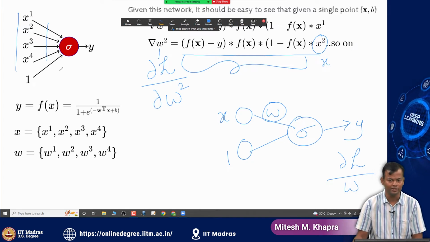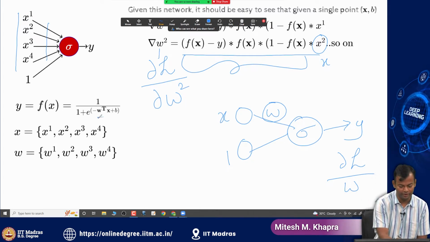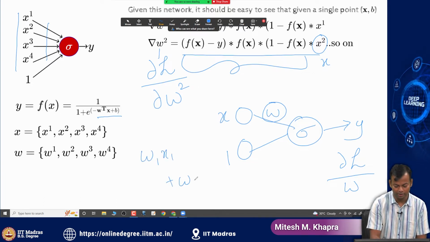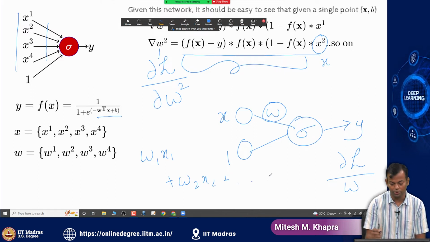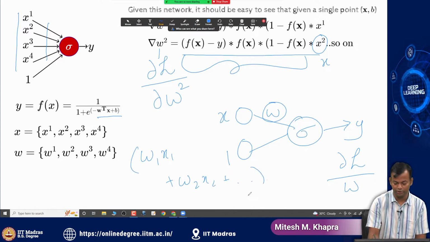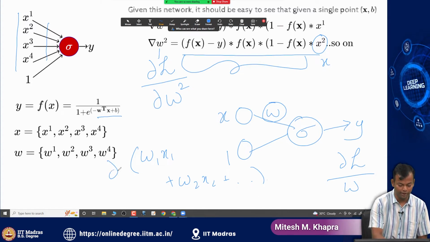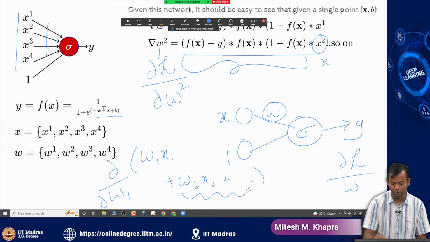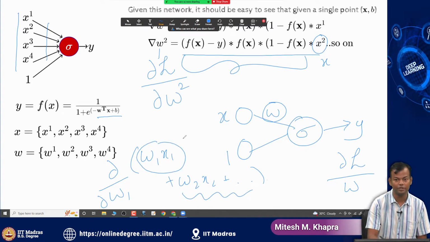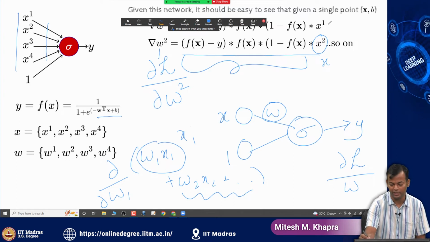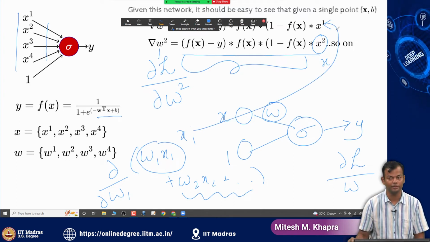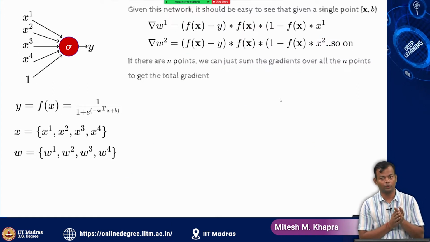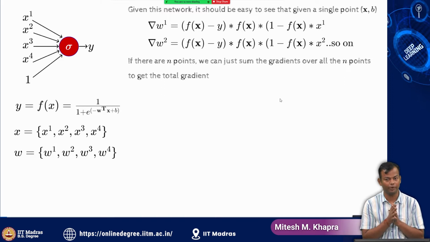So you can go and check this, but it should also be straightforward because you have this w transpose x here, which is w1 x1 plus w2 x2 and so on. So when you take the derivative of this quantity, finally, when you apply the chain rule, at some point you will take the derivative of this quantity with respect to W1, and all the other quantities will disappear, and the derivative would be x1, right? So that's how this x1 is showing up here. So if there are n points, we can just sum the gradients over all the n points to get the total gradient, right?